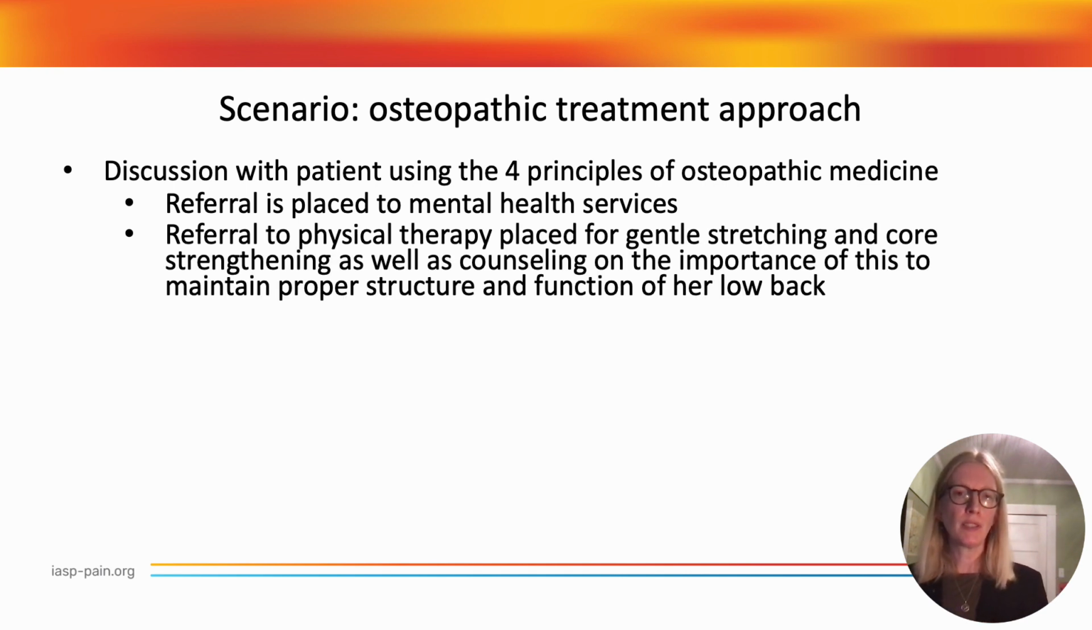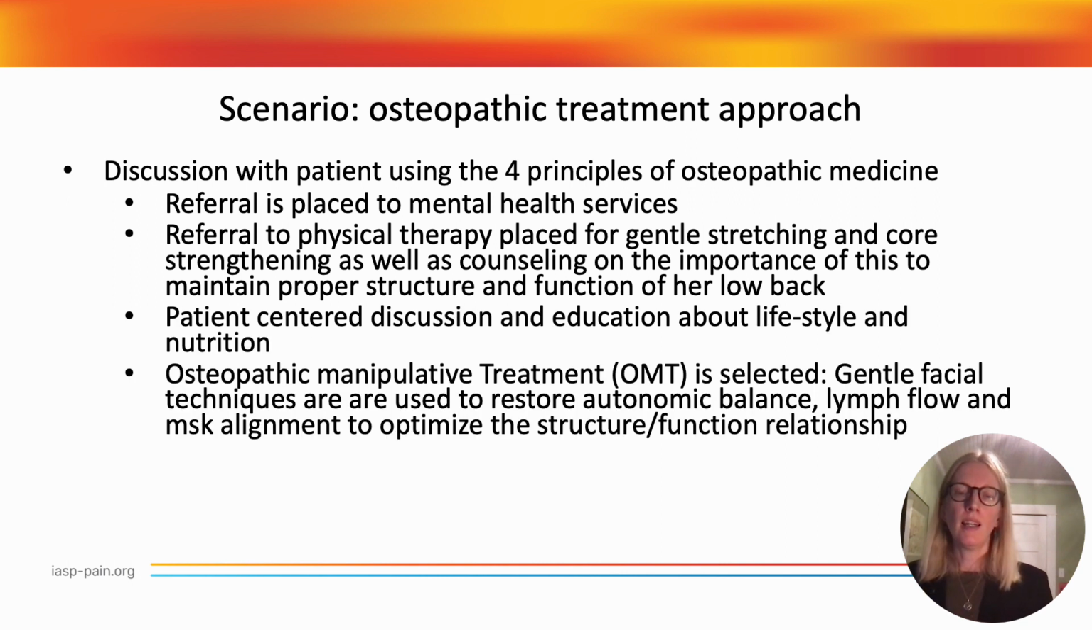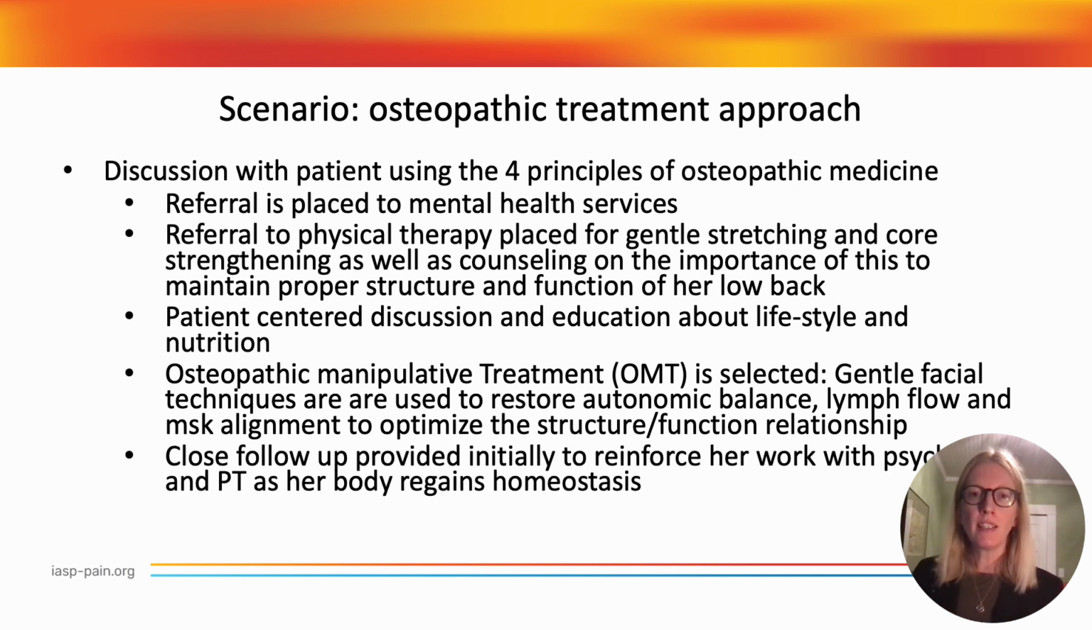And then you talk about physical therapy, the role of gentle stretching and core strengthening, and how this is all working together to help her restore function and structure. And then you have a patient-centered discussion and educate her on lifestyle changes and nutrition, all very important in healing and allowing the body to regain function. And then at the end, you might talk about some osteopathic treatments that might be appropriate for her. Likely going to be some gentle fascial techniques, all aimed to restore peripheral autonomic balance, lymph flow, and musculoskeletal alignment.